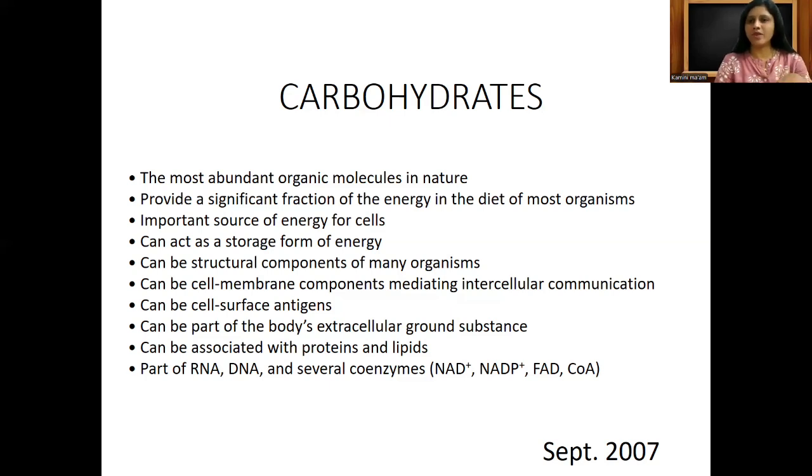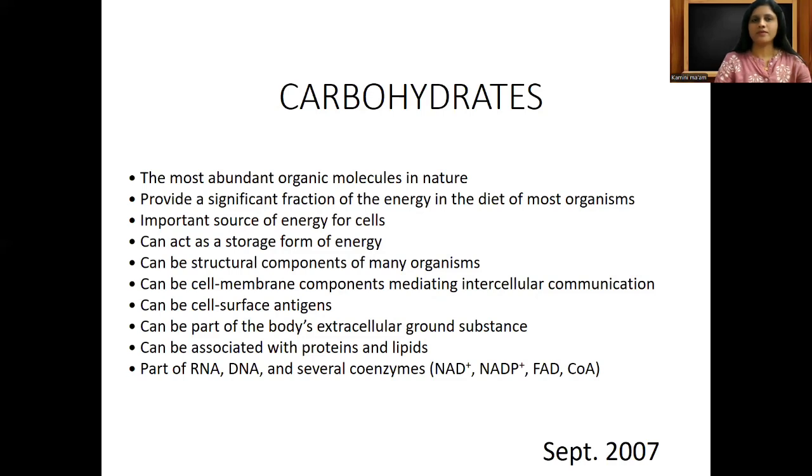They are cell membrane material, meaning the cell membrane can be made up of carbohydrates. Also they are structural compounds of many organisms, meaning they are the main cause of structure and provide rigidity to many organisms. Then they can be cell surface antigens, the body's extracellular ground substance, associated with proteins and lipid molecules. Then they are part of RNA, DNA, and several coenzymes, that is NAD+, NADP+, FAD, and coenzyme A.